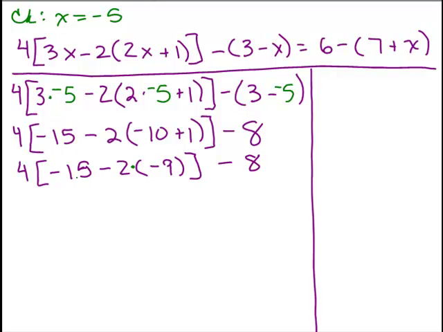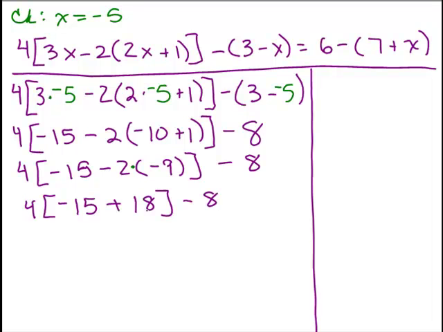Make sure you don't do the -15 minus 2. So again, we're just going to keep copying here. 4 brackets, -15, and now I've got -2 times a -9. That gives me a plus 18. And we still have to simplify inside the brackets, but we're getting pretty close here. We have -15 plus 18.